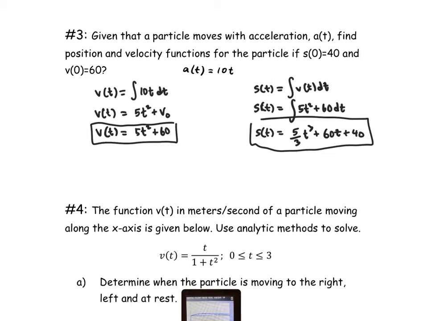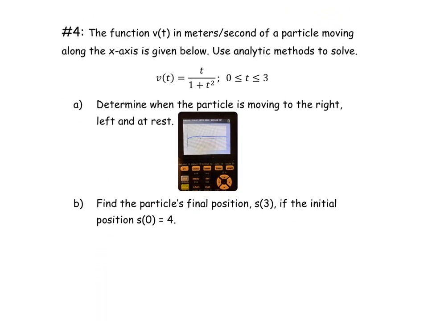Okay, let's continue. Number 4, the function v of t in meters per second of a particle moving along the x-axis is given. Use analytical methods to solve. Okay, so analytical methods are algebraic. They are not calculator related. So I did put an image of the calculator here, and I'm going to do that in a moment just to show you why my explanation is what it is. So we want to determine when the particle is moving to the right, to the left, and at rest.